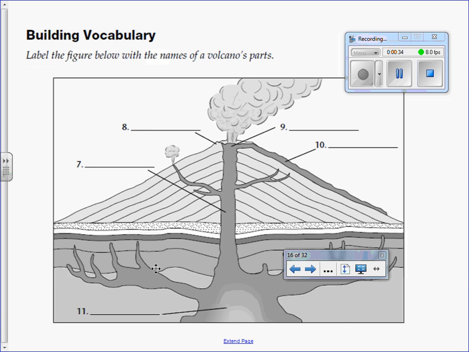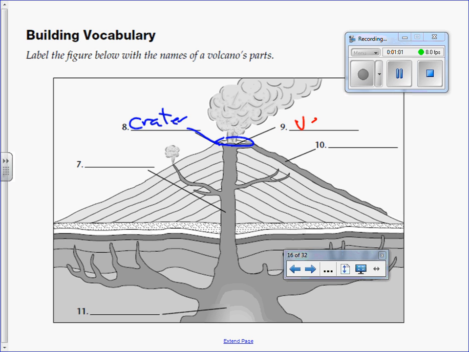The only real confusion in the textbook is the crater is, of course, the bowl-shaped opening at the top. Pretty obvious, right? But the vent, because these are labeled right at the same place. Here, I'll make this a different color. Everybody knows what the crater of a volcano is. The vent does not have to be at the top.